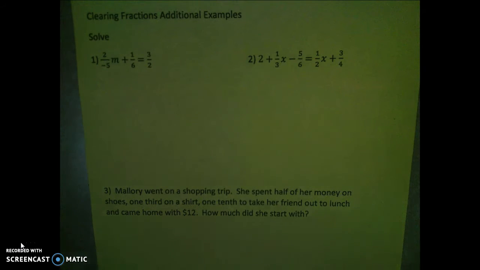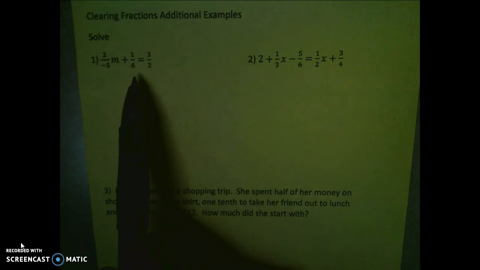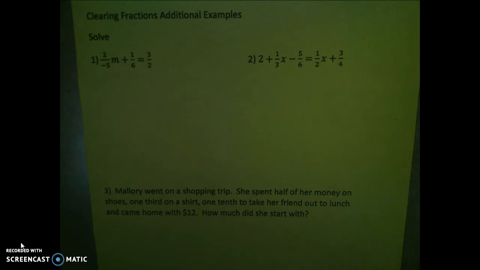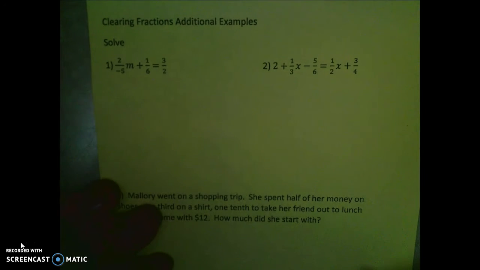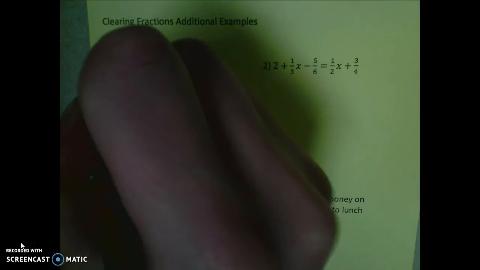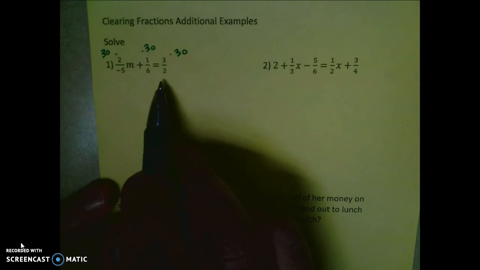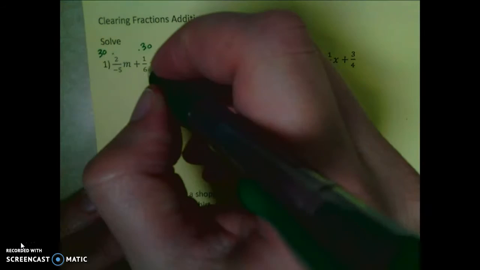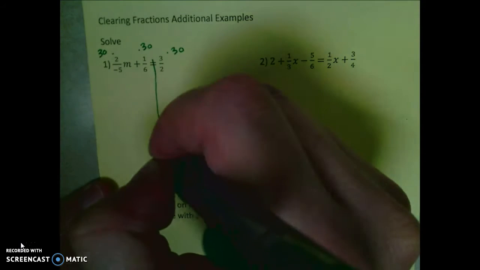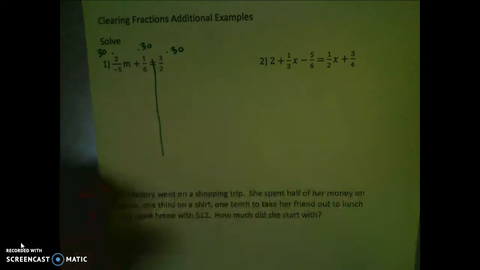So number one, we have to look for a common denominator. So 5, 6, and 2 all have a common denominator of 30, and that's actually the smallest. So I'm going to go ahead and multiply each of these fractions by 30, even the one on the other side of the equal sign. Okay, so when I do that, I'm going to take each one and I'm going to clear the fraction.